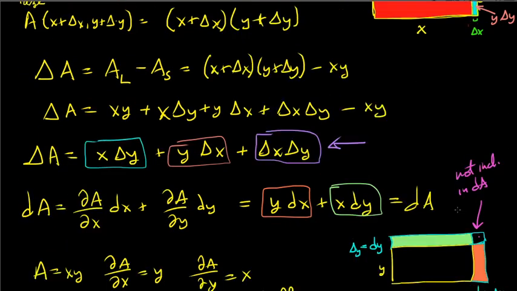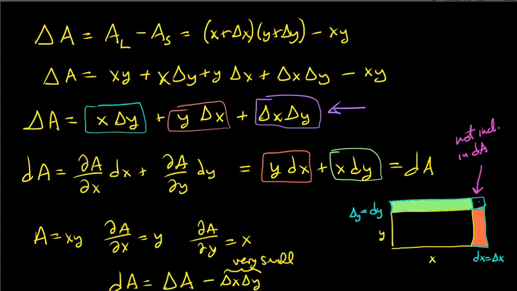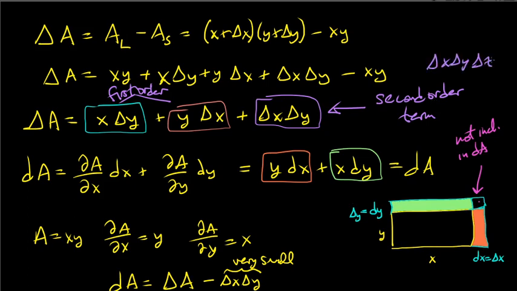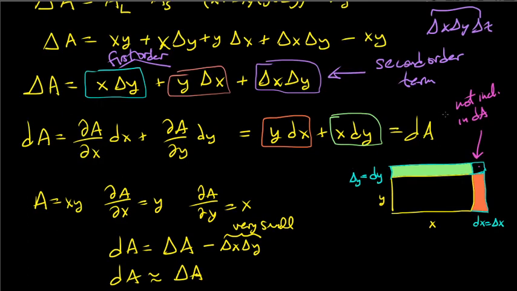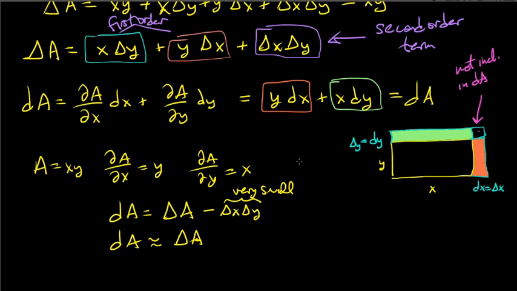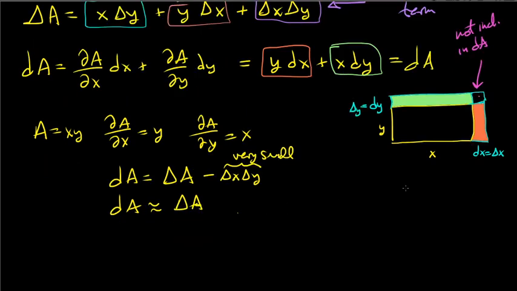The delta x, delta y term is sometimes referred to as a second order term, these two being first order, because they only contain one delta. If it contains two deltas, it's second order. If it contains three deltas, like delta x, delta y, delta z, this would be considered a third order term, and so on. So the differentials ignore anything other than first order, ignoring second order and higher order terms.